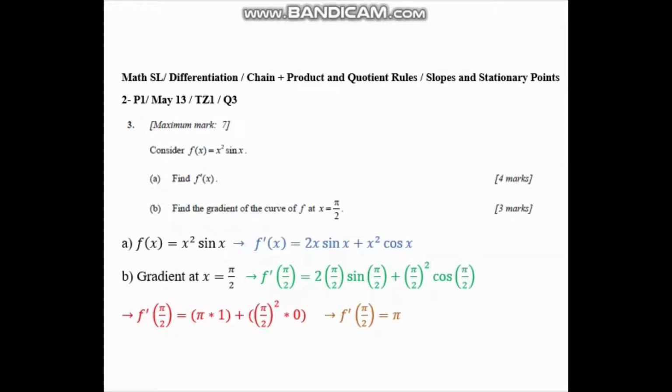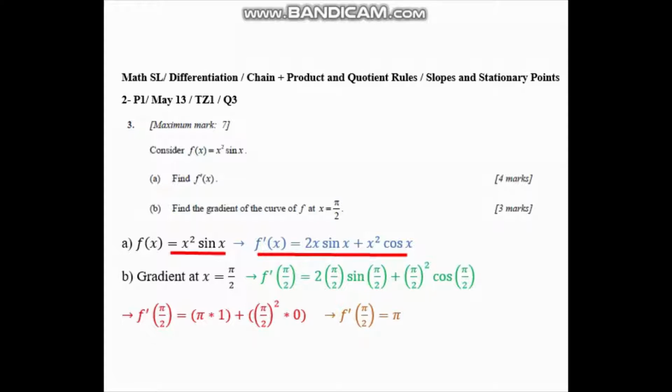So for the first question, question number A, you are required to differentiate the function. Again, this is a product of two functions, x squared and sine x. We're going to use the product rule, uv dash plus vu dash. If you want this in more detail, you are required to check out our previous video, but for the purpose of this video, the final answer is 2x sine x plus x squared cosine of x.